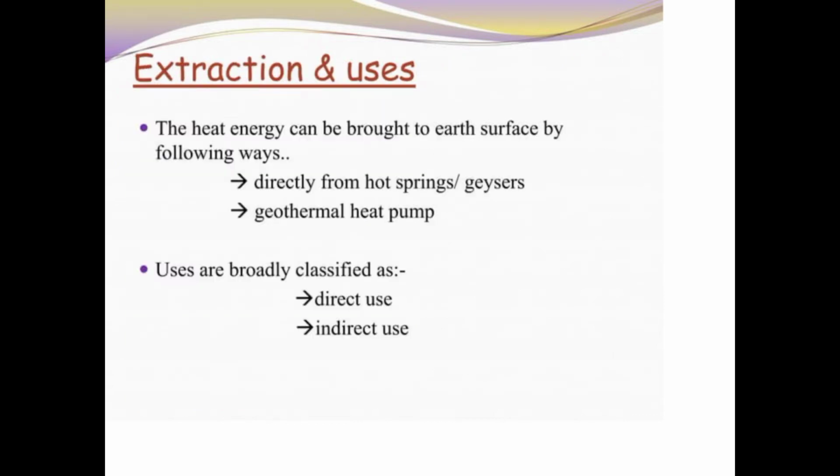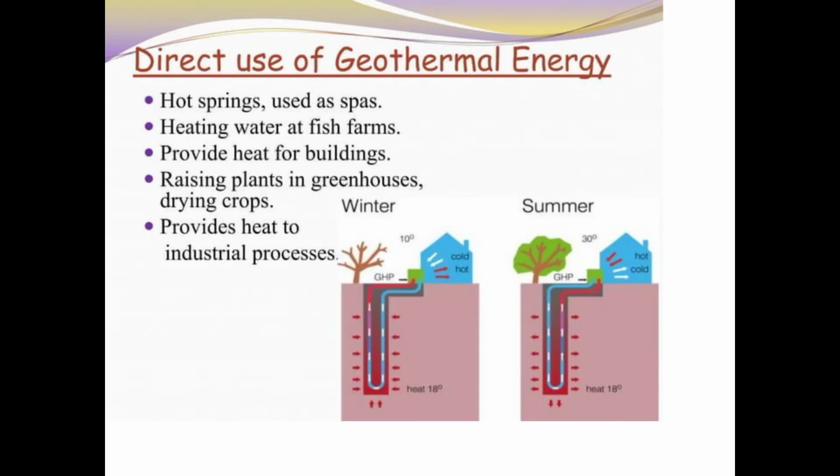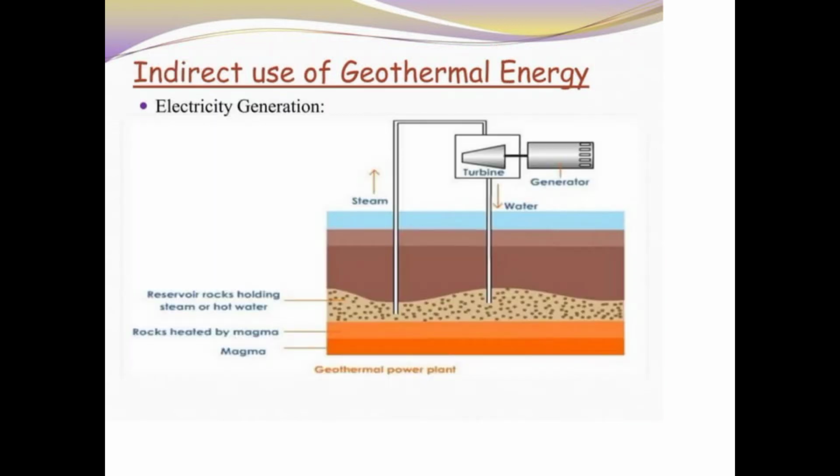Next, we see extraction and uses. The heat energy can be brought to the Earth's surface by flowing waves directly from hot springs or geysers, and geothermal heat pumps. Uses are broadly classified as direct uses and indirect uses. First, we see the direct uses of geothermal energy: hot springs used as spas, heating water at fish farms, providing heat for buildings, raising plants in greenhouses, drying crops, and providing heat for industrial processes. So these are the direct uses. Now we see the indirect uses.